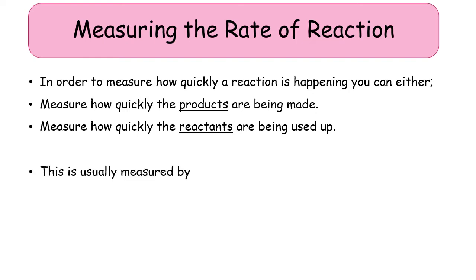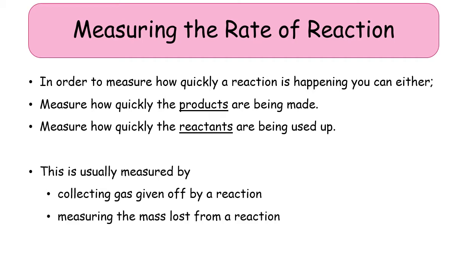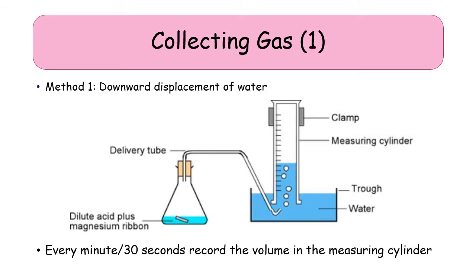Now, the most common ways this is done at National 5 are by measuring how much product gas has been given off by a reactant, or by measuring how much mass is lost from a reaction as time goes on. So I'm going to go over the experimental procedures for how to do this.